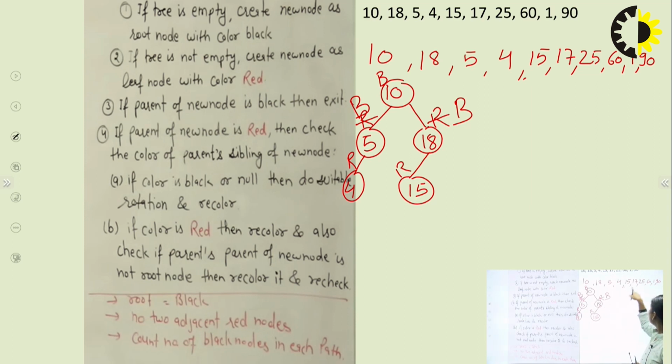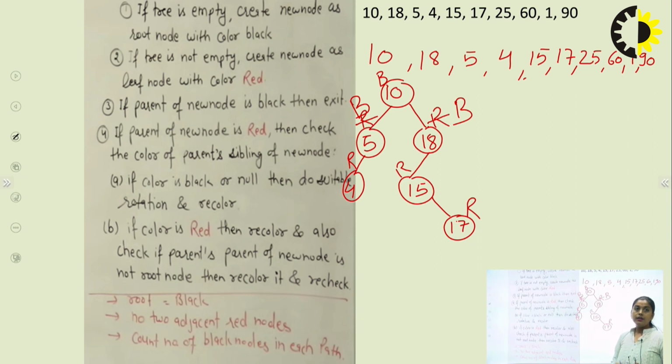Now the next number is 17. So what about the 17? It is greater than 10 and less than 18. So go through the left subtree, and 15 is there. 17 is greater than 15. So it becomes a right child having red color.